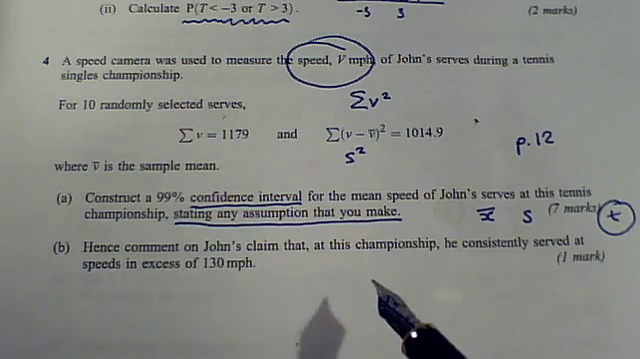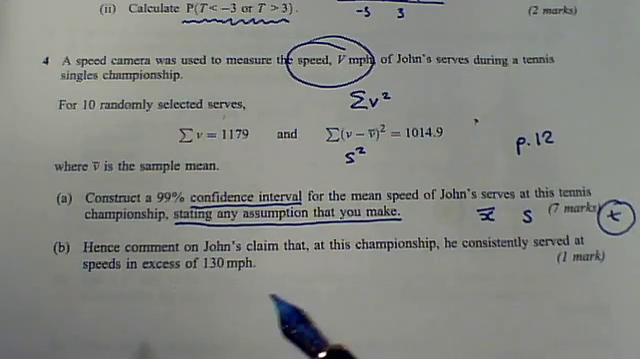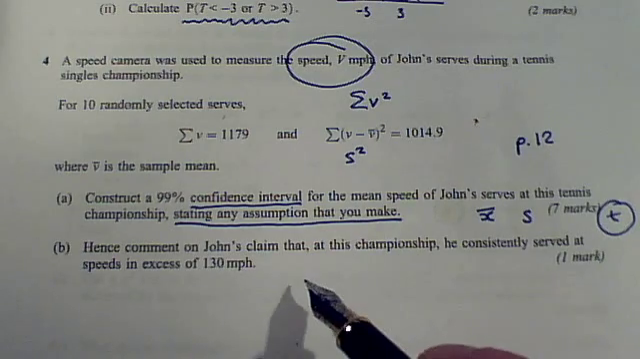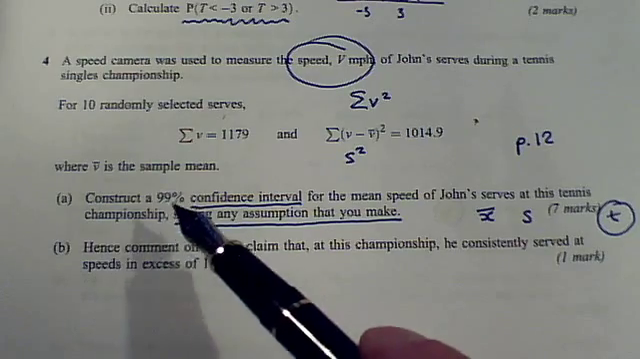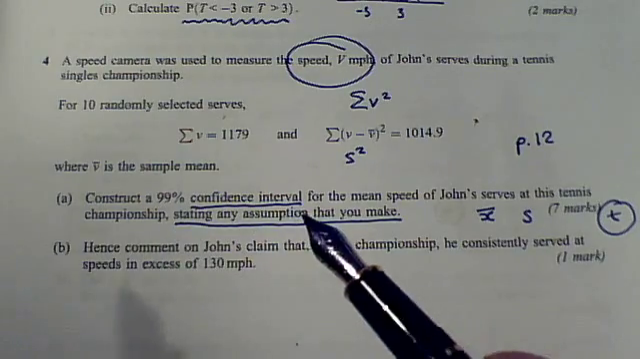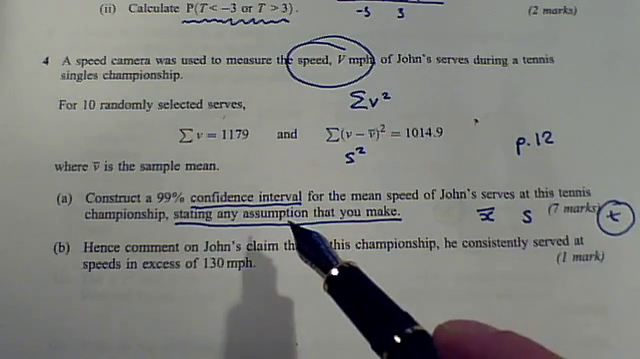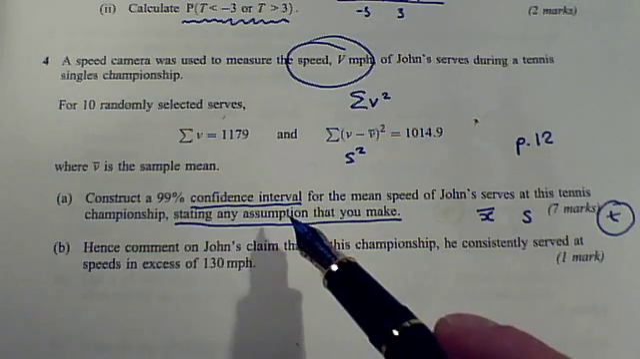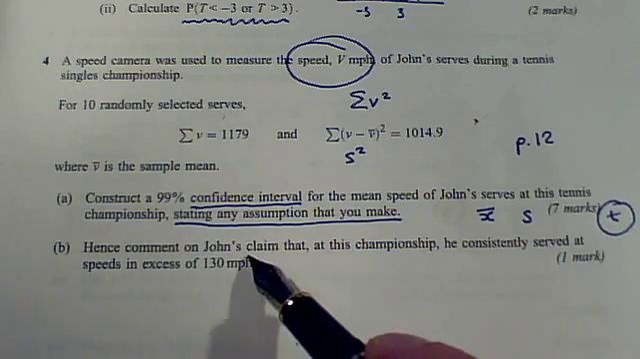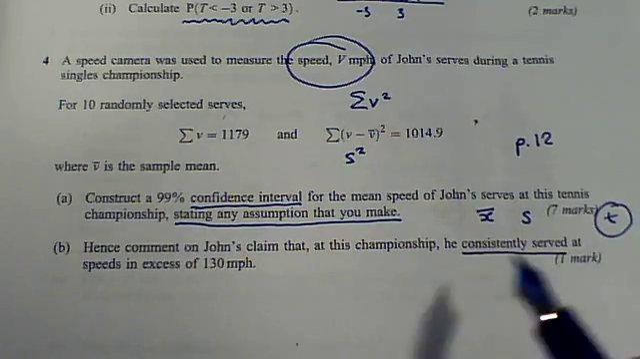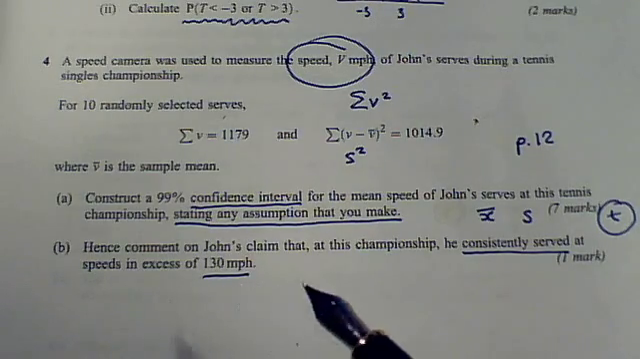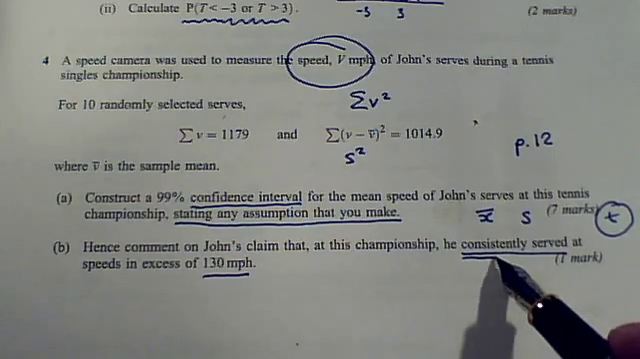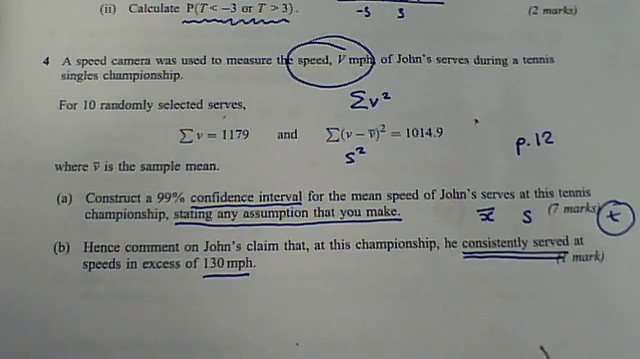Then in part B, 1 mark for commenting on this claim. So you have to know what your confidence interval means. Your confidence interval means you have a pretty high degree of confidence that John's true mean is somewhere in the interval that you've calculated. So John is claiming he consistently serves at 130 miles an hour. Not just sometimes, consistently. So you've got to decide, is he claiming something about his mean service? If he is, then your confidence interval helps.